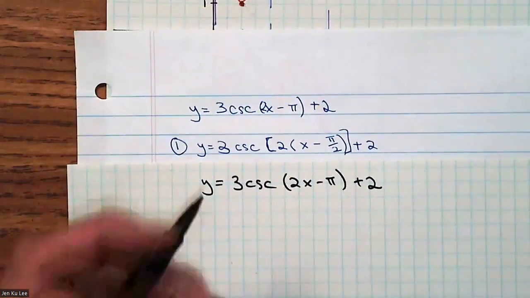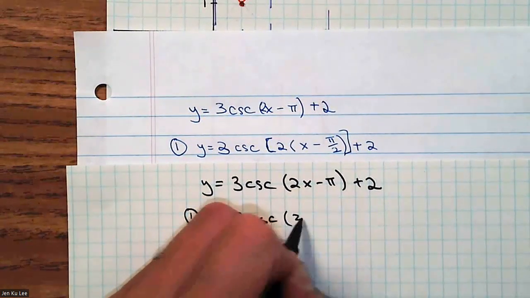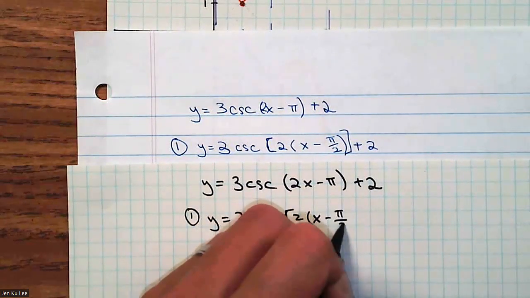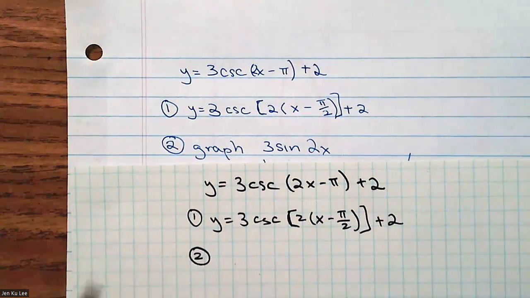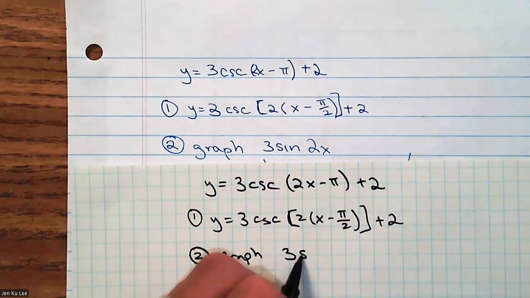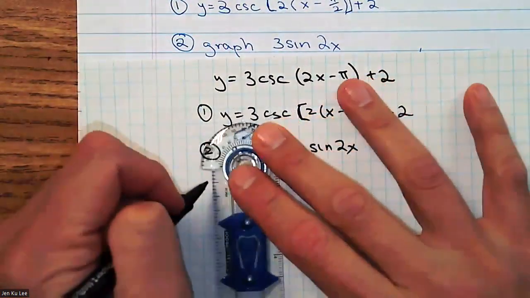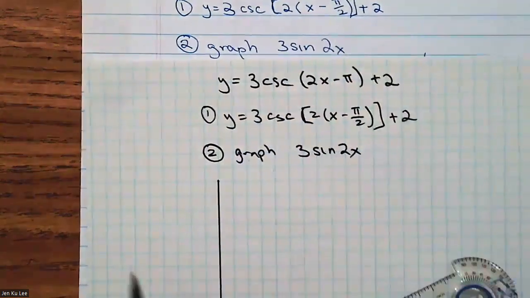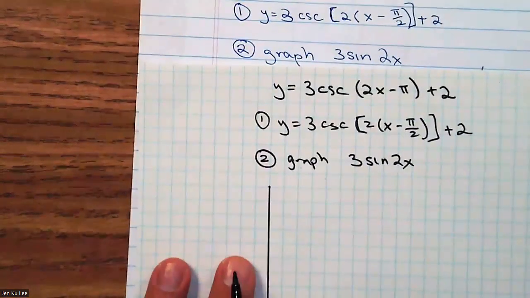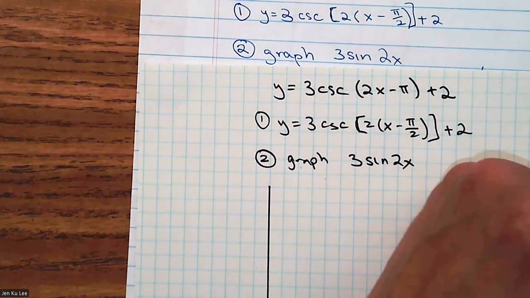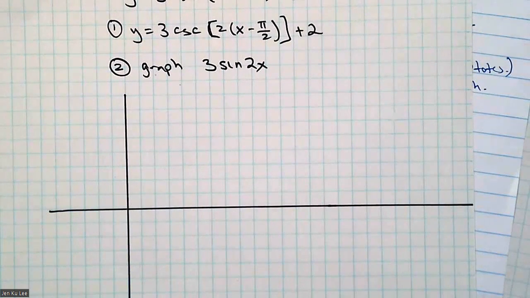So my first step, I already kind of gave it to you. y equals 3 cosecant of 2 times x minus pi over 2 plus 2, right? And then the second step is to graph 3 sine of 2x. So if this is my y and this is my x, I'm going to just do it over one period. You might be asked to do it over 2 periods. All you got to do is just make 2 sine curves, instead of the one that I'm going to do.